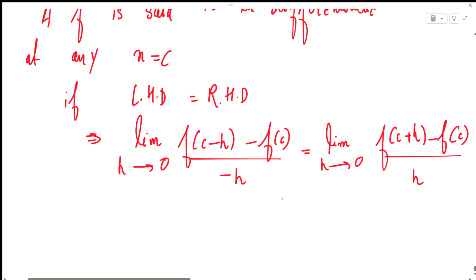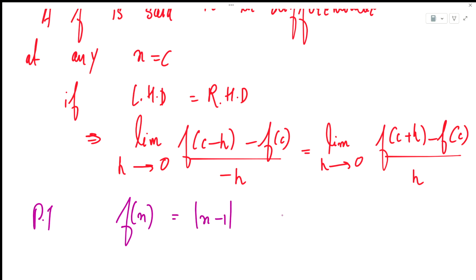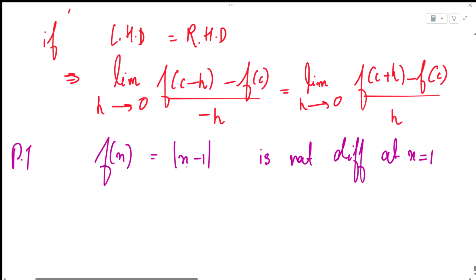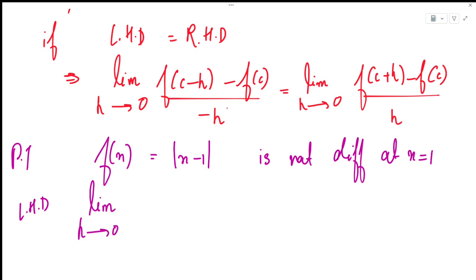So my question is, I have to prove that f of x is equal to mod of x minus 1 is not differentiable at x equal to 1. So what I'm gonna do is I'm gonna substitute the left hand derivative over here. So this is limit h tends to 0 f of (c minus h). What is f of (c minus h)?